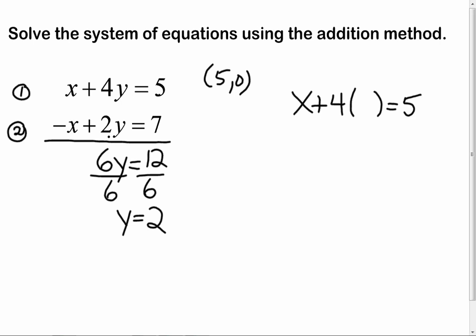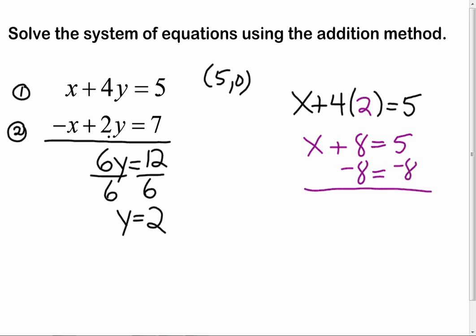What's y here? 2. And you solve that. We know how to solve that, at least I hope we do. x plus 8 equals 5. How do you solve for x? Subtract. I want x all by itself. Subtract the 8. Now that's a way to figure out what that is.